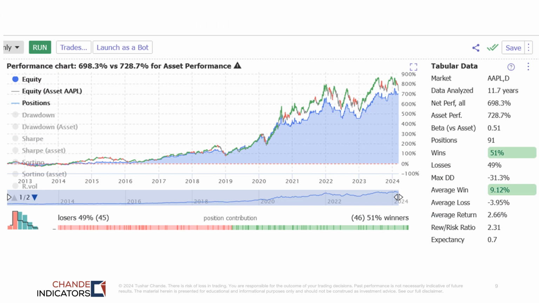Here we see the long-term equity curve for the simple test. About 51% of the trades were profitable. The risk-reward ratio was 2.31, which is pretty good. And of course, you have to manage your drawdowns, as I've said multiple times, because the prior downtrend can resume.